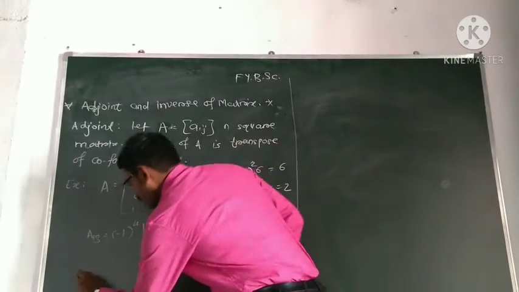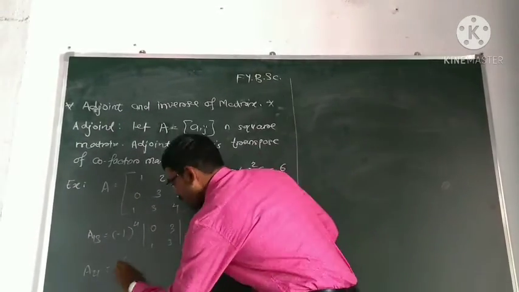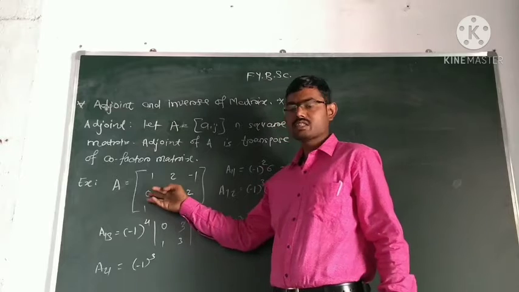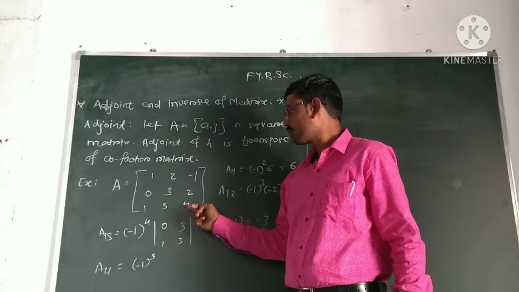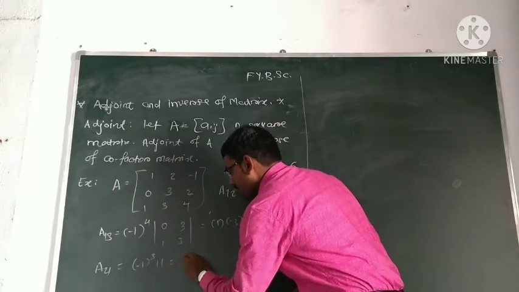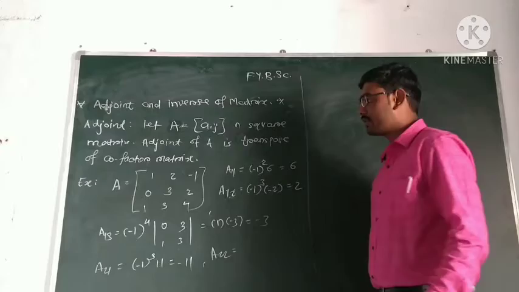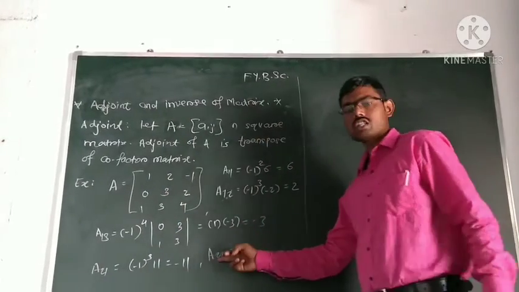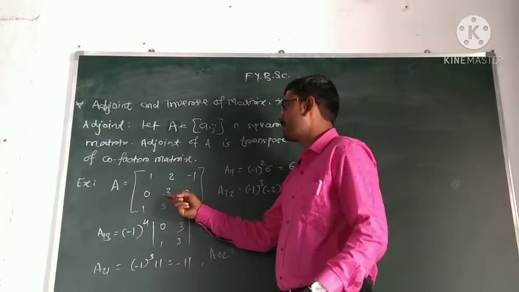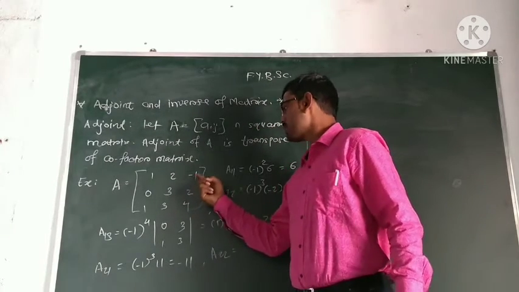Then the cofactor of this element A21 is equal to minus 1 raised to power 2 plus 1, which is 3, into the minor of this element. What is the minor of this element? 2 into 4 is 8, minus of minus 3, so plus 3, so 11. And minus 1 into 11 is equal to minus 11. Okay. Then A22, the cofactor of this element, is equal to minus 1 raised to power 2 plus 2, that is 4, which is plus 1, into the minor of this element. The minor of this element is equal to 4 into 1, which is 4, and minus of plus 1 into 1.